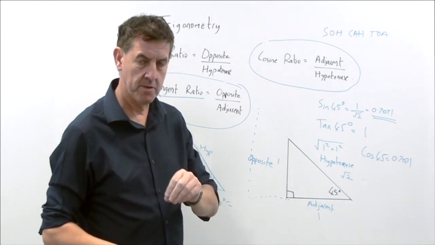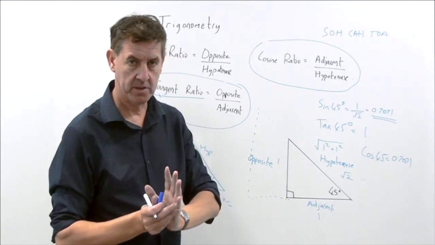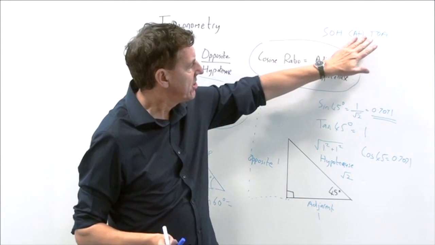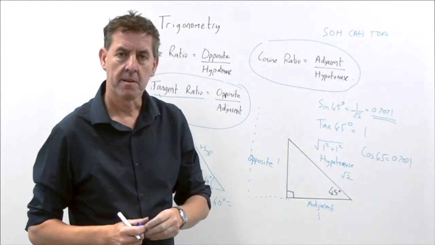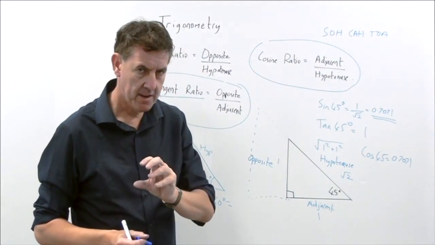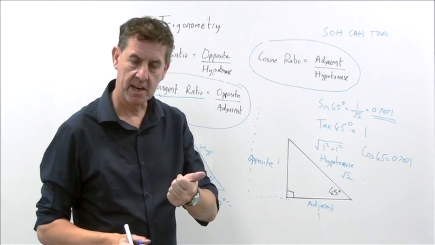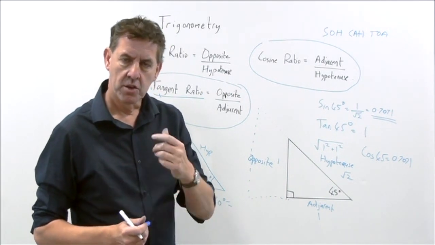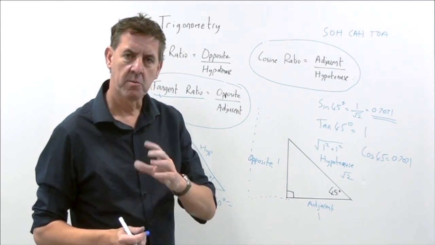And what's very, very important is, after you get used to labelling triangles, deciding which of these three ratios you're going to use to calculate missing sides. And that is the key to trigonometry. Calculating missing sides and missing angles using the appropriate ratio. And that's what we're going to look at next.